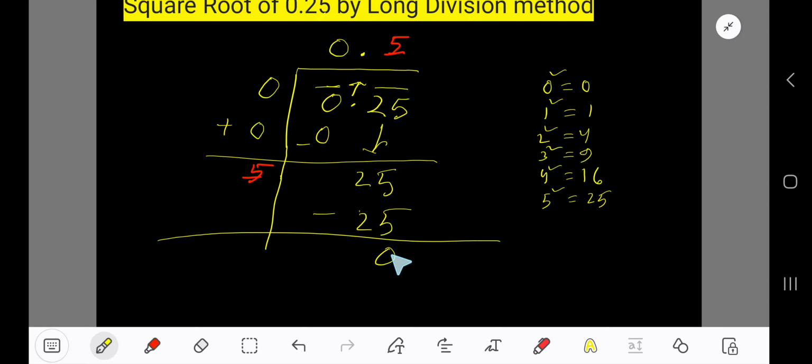Now subtract, 0. As our remainder is 0, we stop. So our answer is 0.5. As you have placed here the digit 5, the same digit will come under this divisor, and you need to add 5 plus 5, 10. Without the decimal, look, the double of 5 is 10. Since the double of 5 is 10, this indicates that our answer 0.5 is correct.